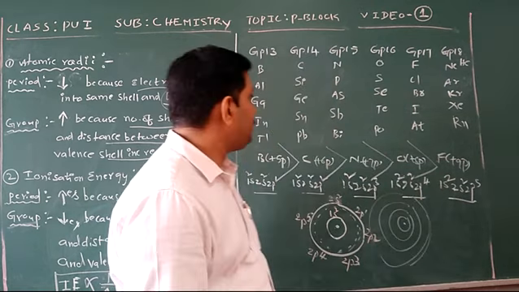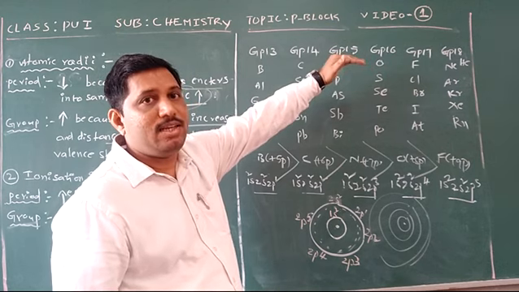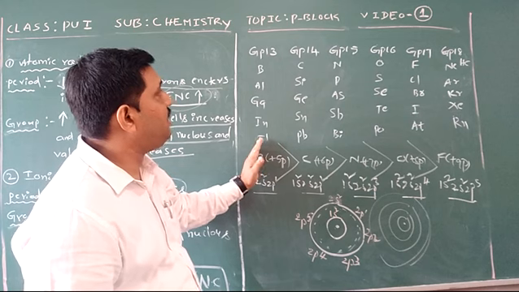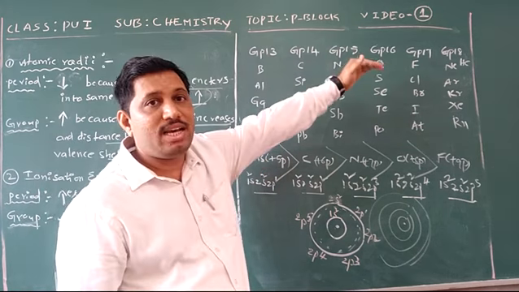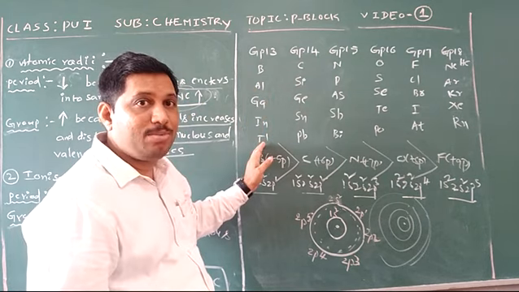Yes, students, in this one, from boron to fluorine, the atomic radius decreases. From boron to thallium, the atomic radius increases. From boron to fluorine, the ionization enthalpy increases. From boron to thallium, the ionization enthalpy decreases.